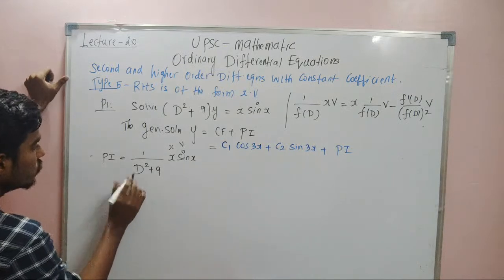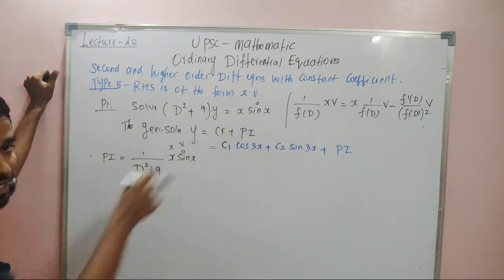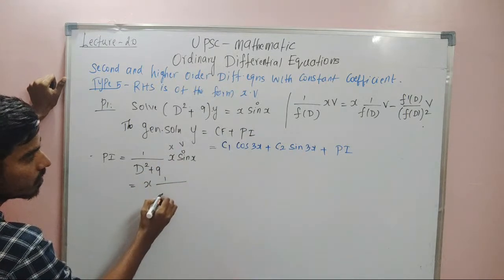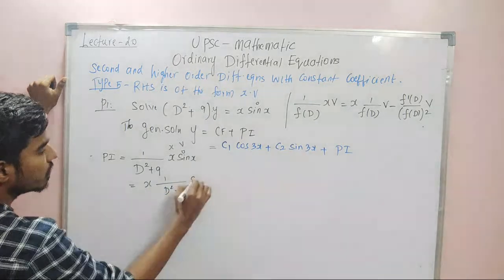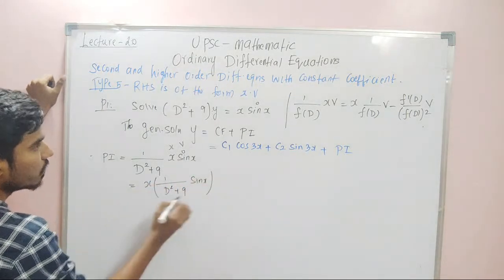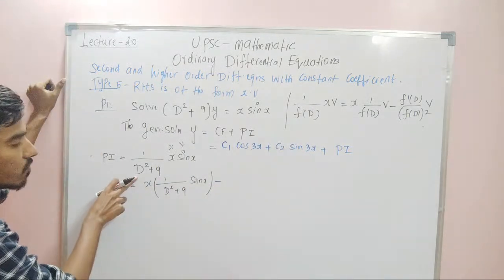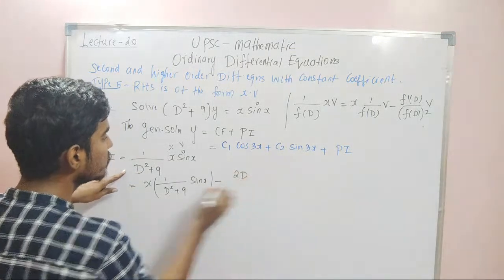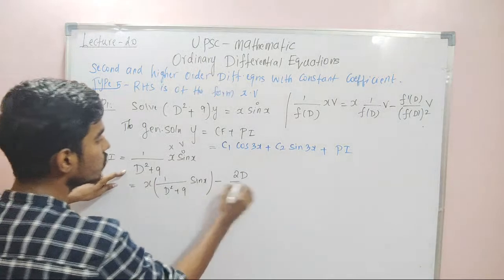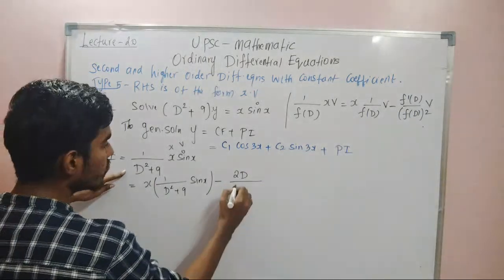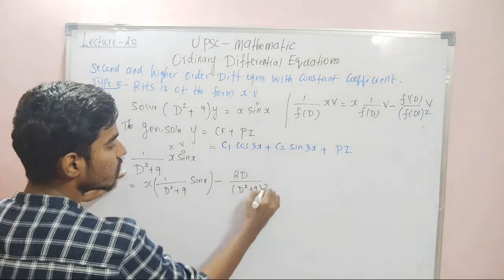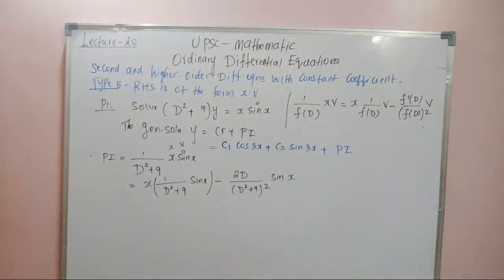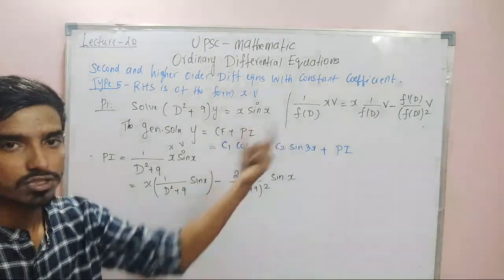So you just think of D square plus 9 as f of D and v as sin x. This will be x into 1 by f of D, so D square plus 9 into sin x, minus f dash of D. What is f of D? f of D is D square plus 9. f dash of D will be 2D plus 0, since D square gives 2D and 9 gives 0, divided by f of D whole square, so D square plus 9 whole square into sin x. So I'm just substituting using this formula now.